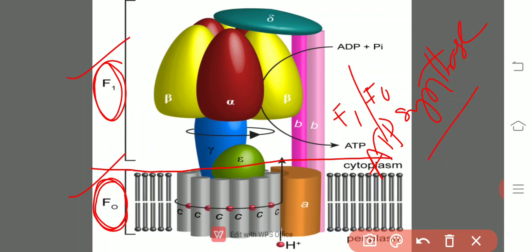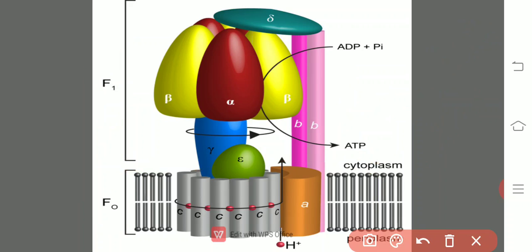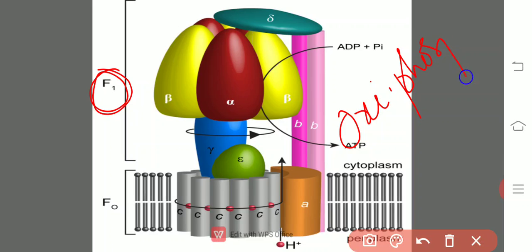Now, let us discuss the structure of F1. F1 is a peripheral membrane protein. The number 1 represents that this is the first factor of oxidative phosphorylation, so it is known as F1, the first factor of oxidative phosphorylation.